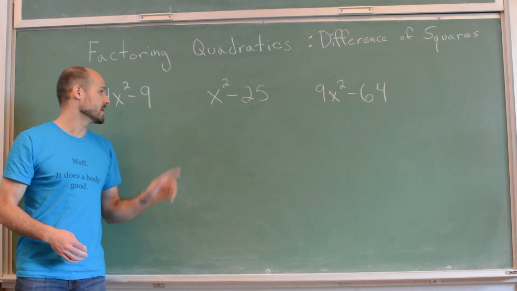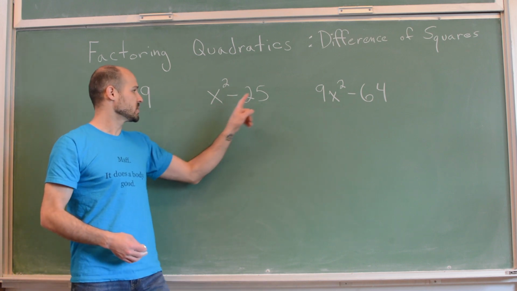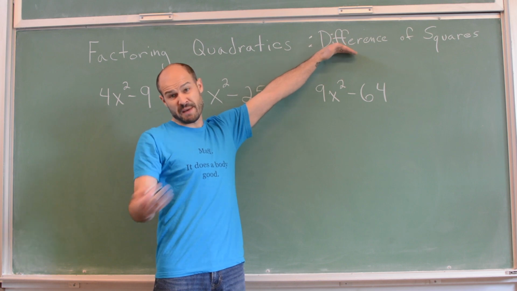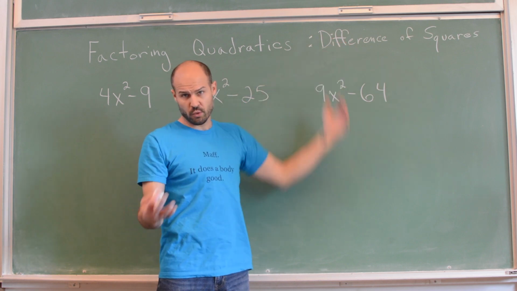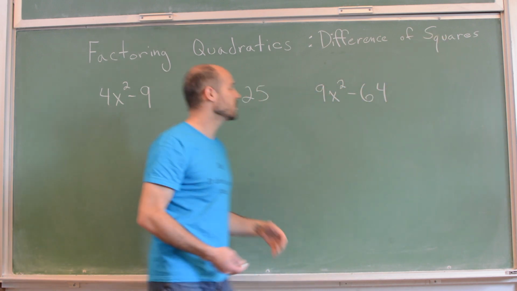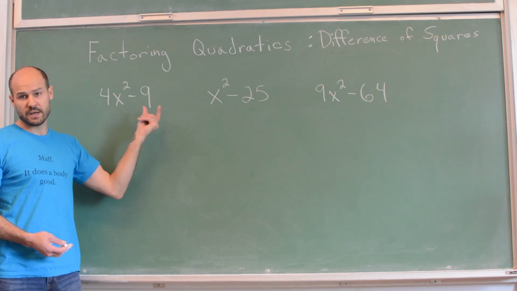The other part of the pattern is the operation between these two squares is subtraction. You'll recall that difference is the mathematical term for subtraction. So what we have here is subtraction of two perfect squares. One perfect square minus another.